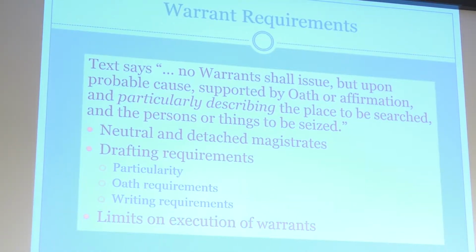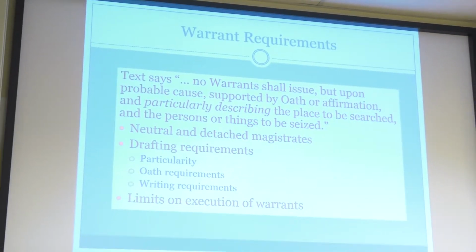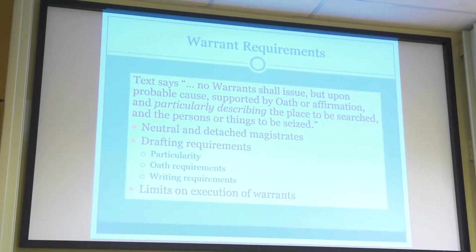So what we normally draw from this language is that first the information, the application, has to be taken to a neutral and detached magistrate. That is a judicial officer, whether it be a judge or some lower level judicial official. And then as for the drafting requirements, it's got to be particular in the language of the Fourth Amendment. It's got to be under oath, as we've seen. And in many states, it's got to be written. It's got to be recorded. It can't just be spoken over the phone. Other states allow for a temporary warrant to be obtained over the phone, and then later on the details are recorded.